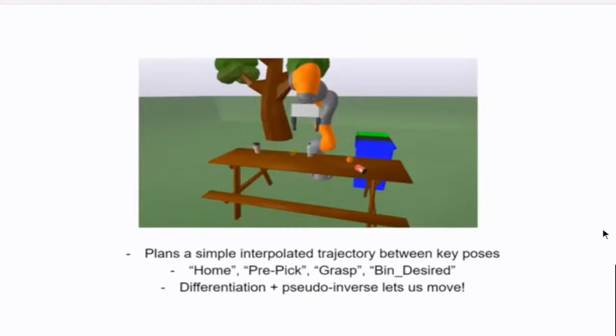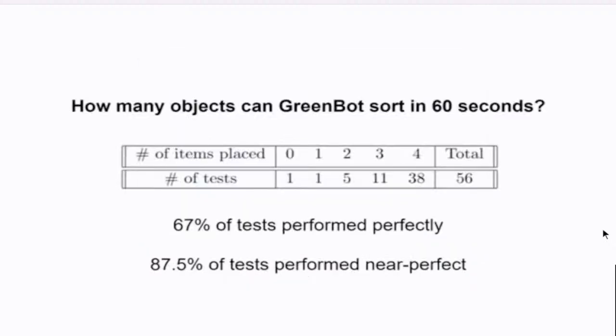From here, the trajectory planning is a pretty simple scheme. We simply interpolate between a few different key poses: a home pose for the EWA, a pre-pick pose, which is just slightly above the object of interest, a grasp pose, which is generated from the grasping scheme, and a pose just above the desired drop-off bin. From here, we can differentiate this linearly interpolated trajectory and use a pseudo-inverse controller to move around.